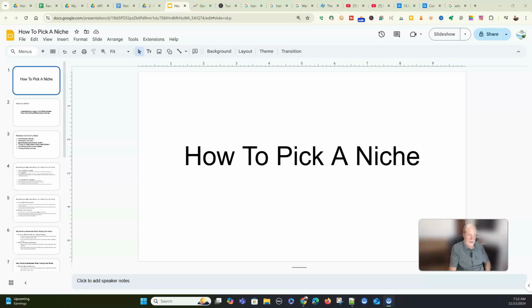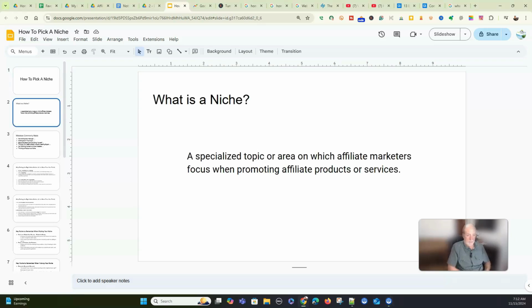And so what a niche is, is a topic. It's a specialized area where affiliate marketers focus on promoting their products or services. So you don't want to be selling tennis balls to the baseball industry. It's just not going to work. If you get into the baseball industry, you're going to sell products that are strictly related to the baseball industry. You're going to sell certain kinds of shoes, baseballs, gloves, and uniforms and those sorts of things. So a niche is really a specialized area within a market.